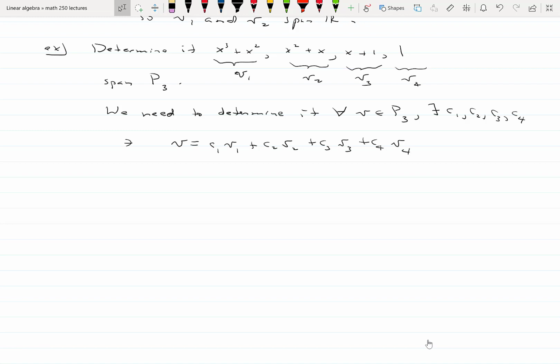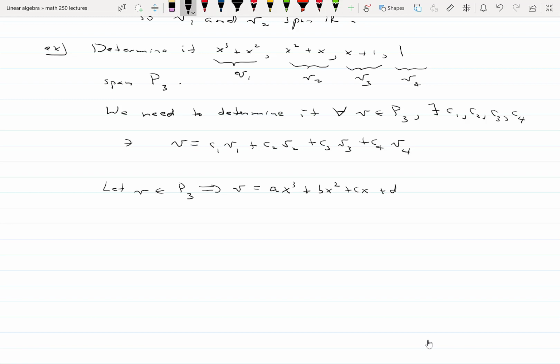Well, let's pick a V out of P3. Let V be in P3. That means that V is going to be some ax cubed plus bx squared plus cx plus d. Remember, P3 is the set of all polynomials of degree 3 or less. That means V will have this form.